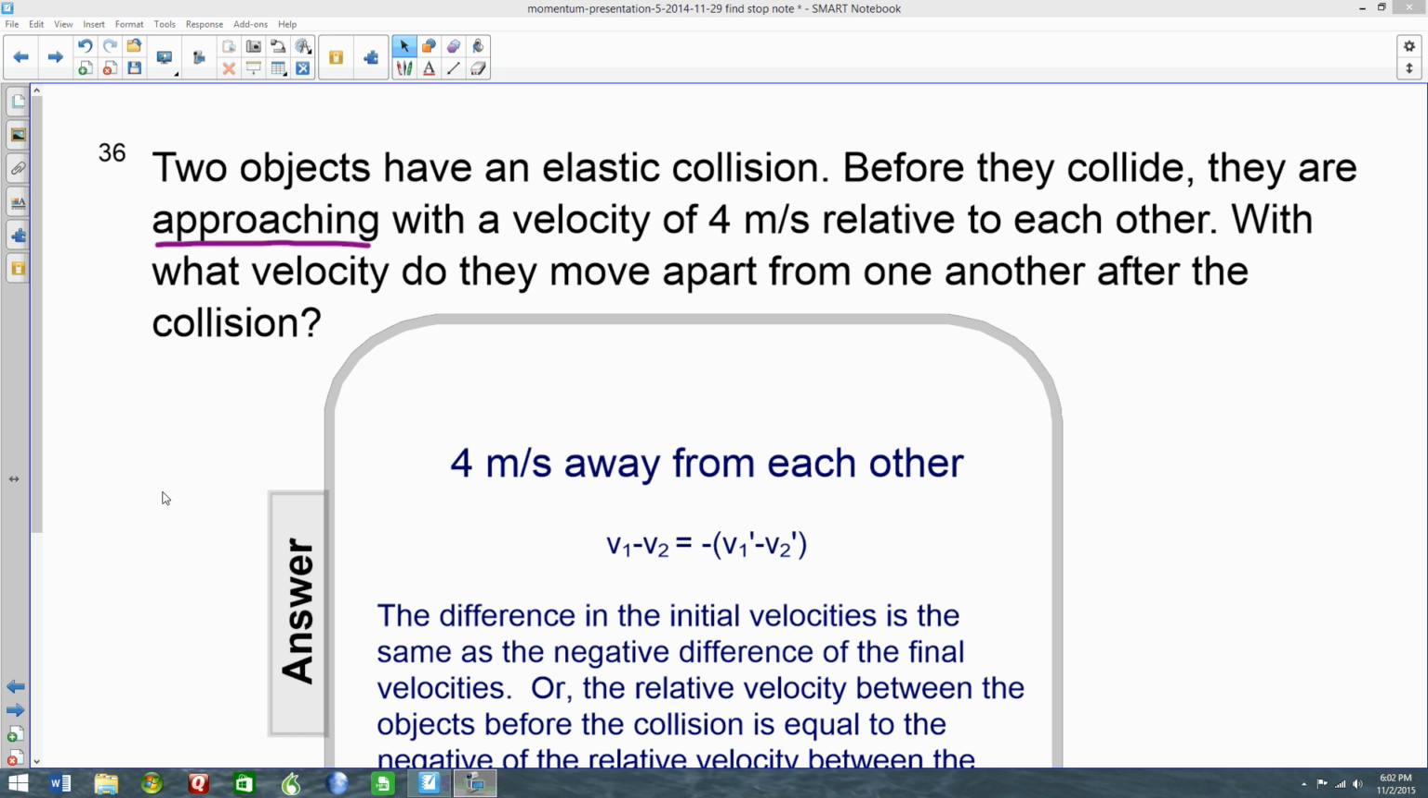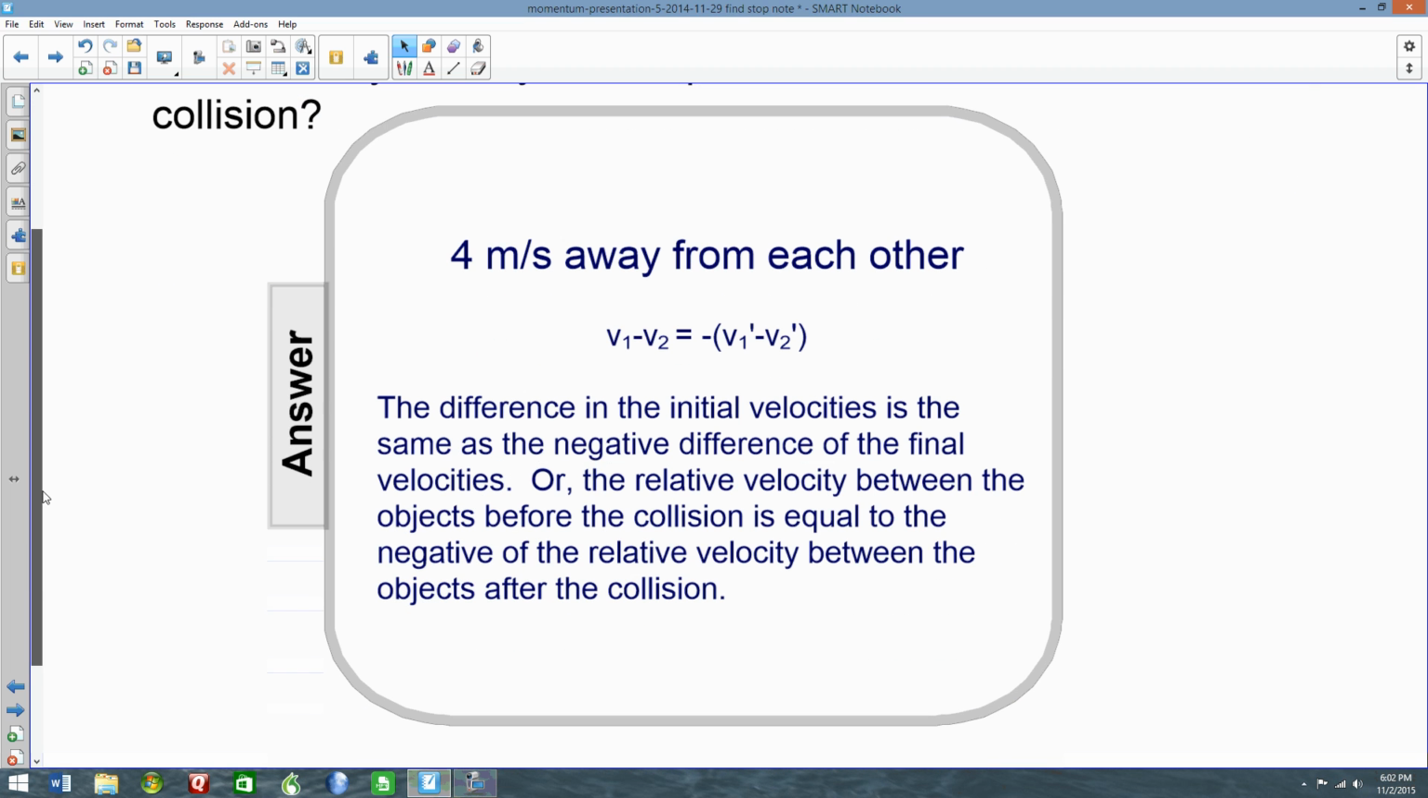Okay, hopefully you didn't spend a whole lot of time doing all those calculations of finding the conservation of momentum and the conservation of energy. It should be 4 meters per second away from each other, and here's why. We have V1 minus V2 equals negative (V1 prime minus V2 prime). The difference in the initial velocities is the same as the negative difference of the final velocities.